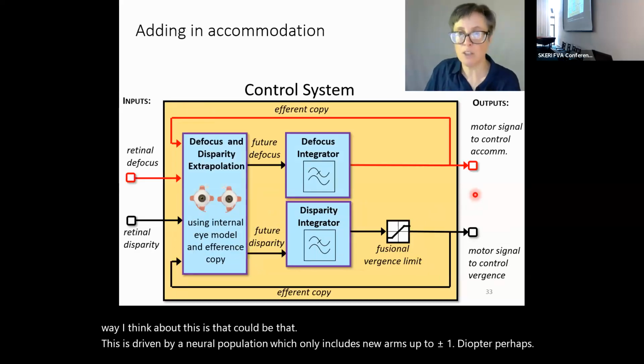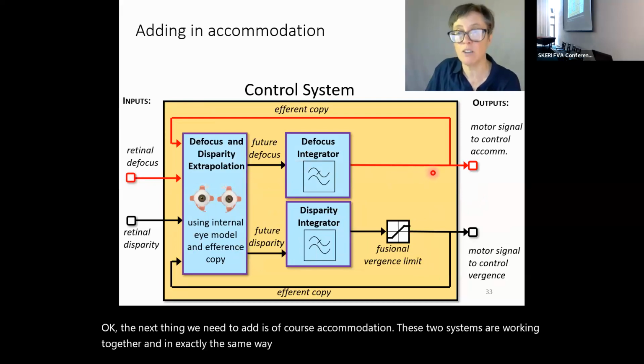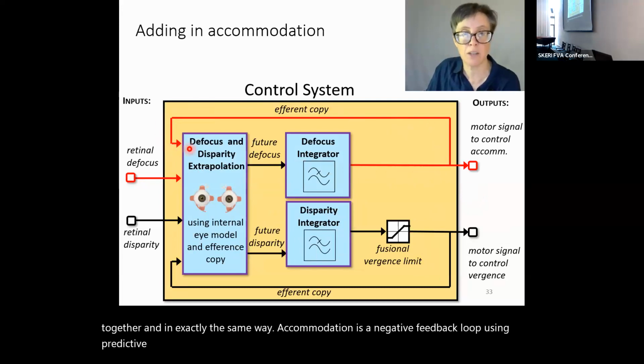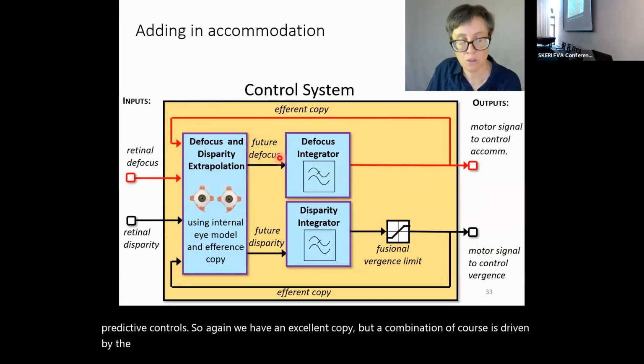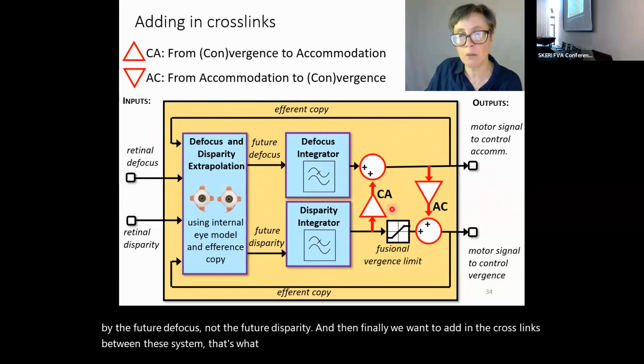Okay, the next thing we need to add is, of course, accommodation. These two systems are working together. And in exactly the same way, accommodation is a negative feedback loop using predictive control. So again, we have an efferent copy. But accommodation, of course, is driven by the future defocus, not the future disparity. And then finally, we want to add in the crosslinks between these systems. That's what I've done here.